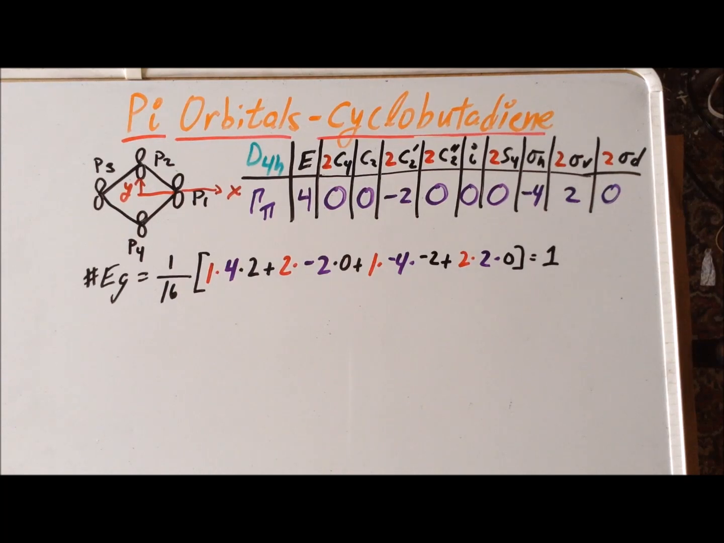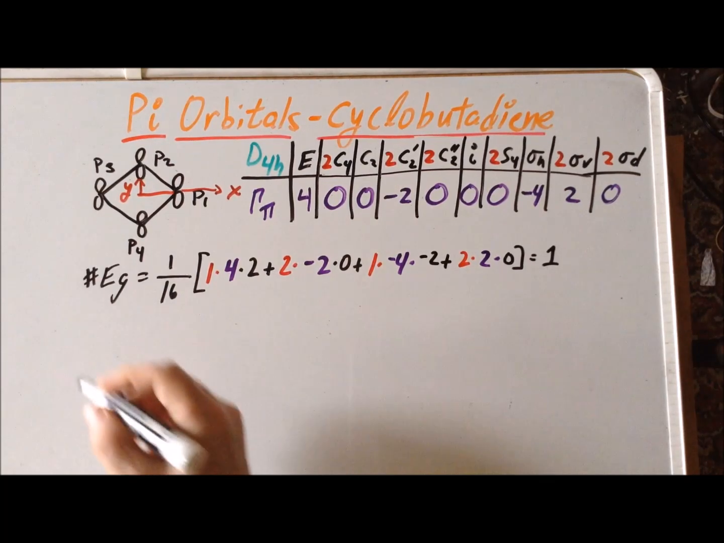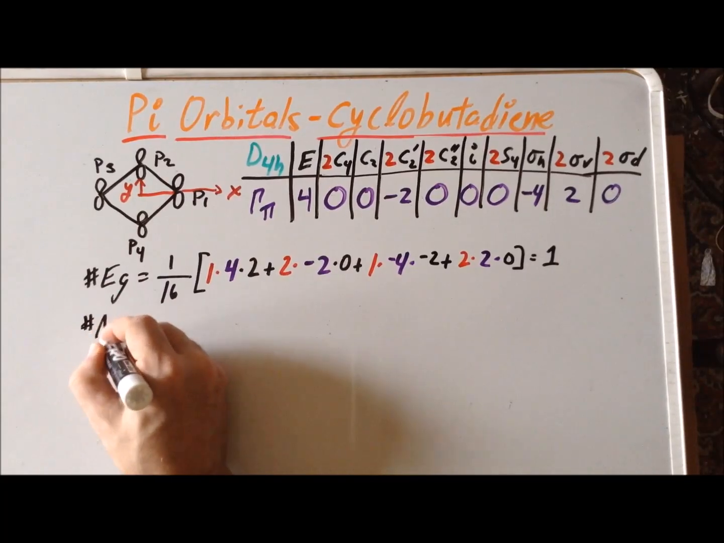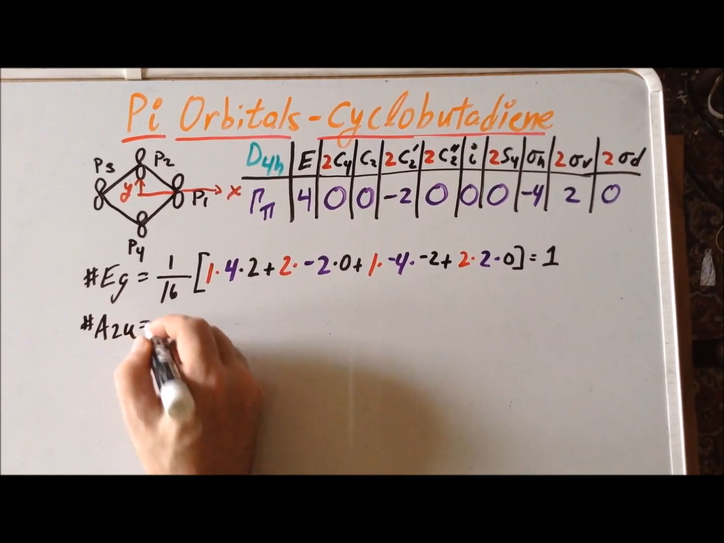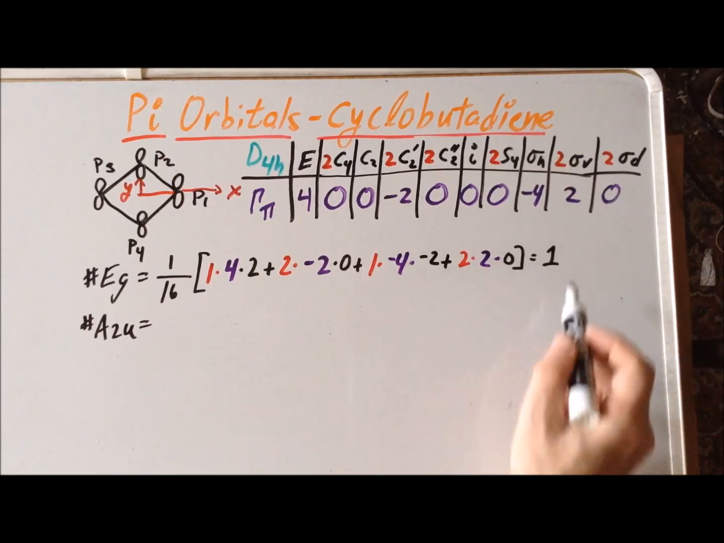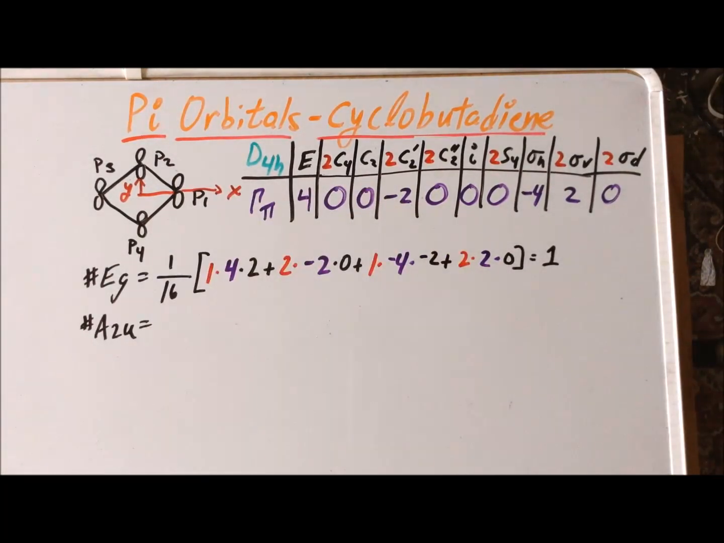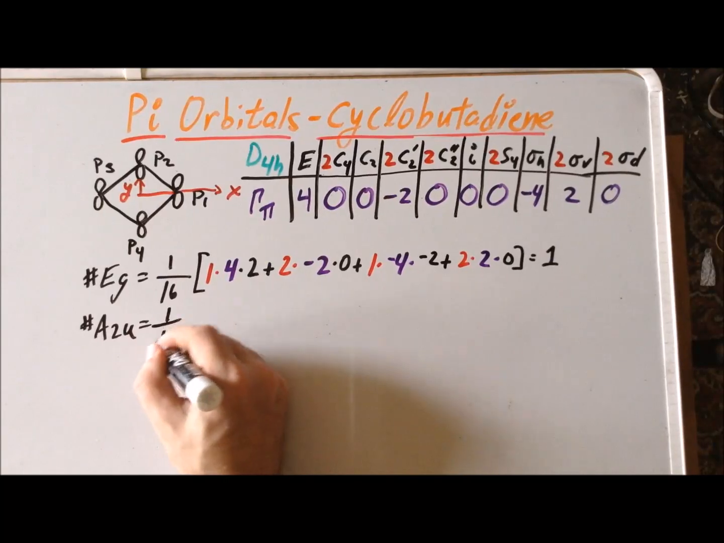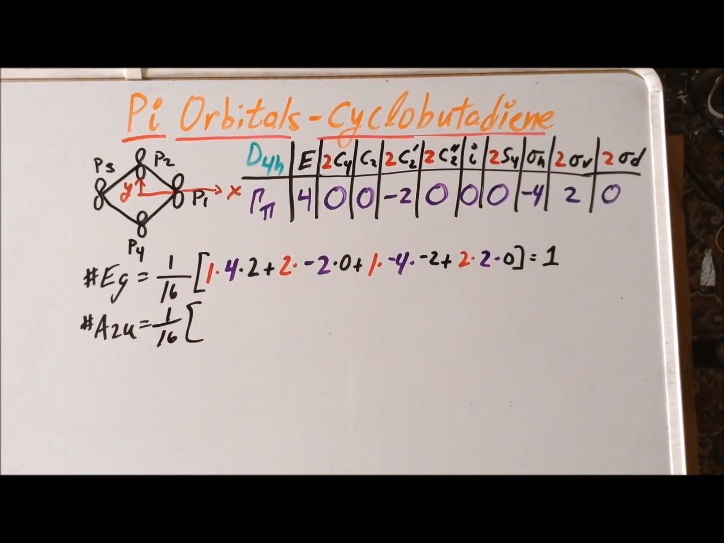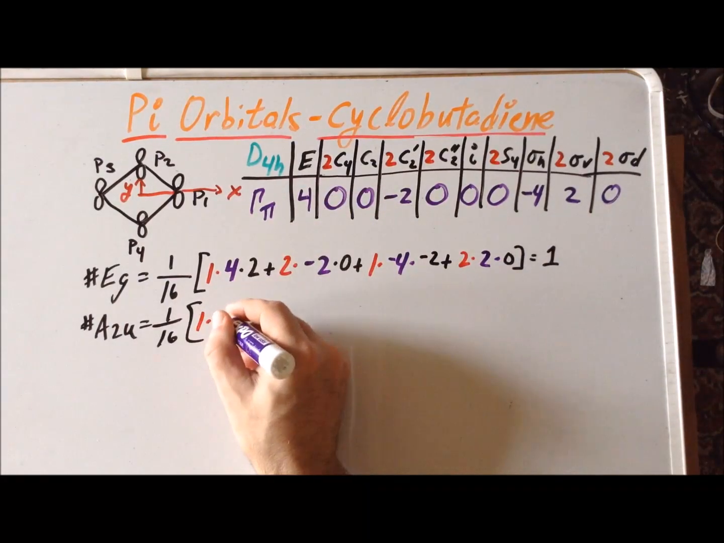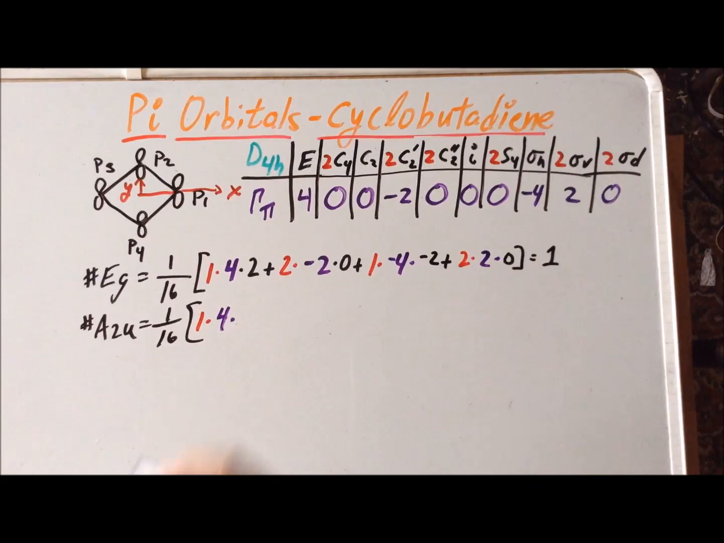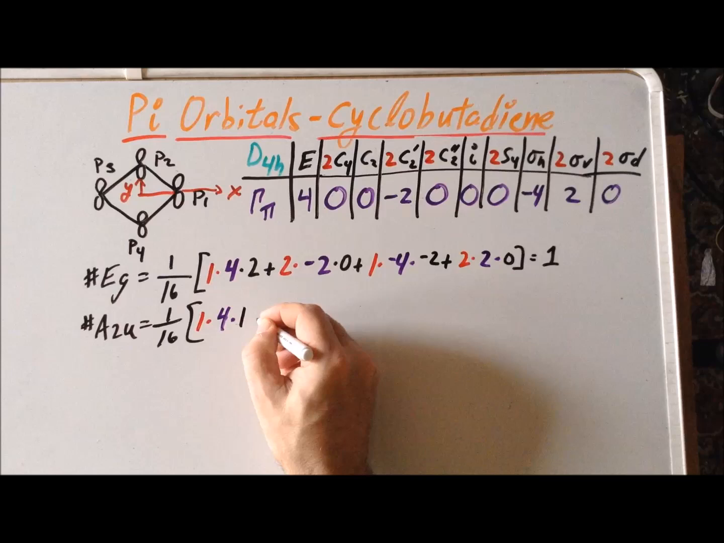The next irreducible representation is A2u. So this is the next irreducible representation that actually has a non-zero contribution to the reducible representation. Say 1 over 16. So the first class is the identity E. There's 1 symmetry operation in that class. The reducible representation character is a 4. And then the character from the irreducible representation, A2u, is a +1.